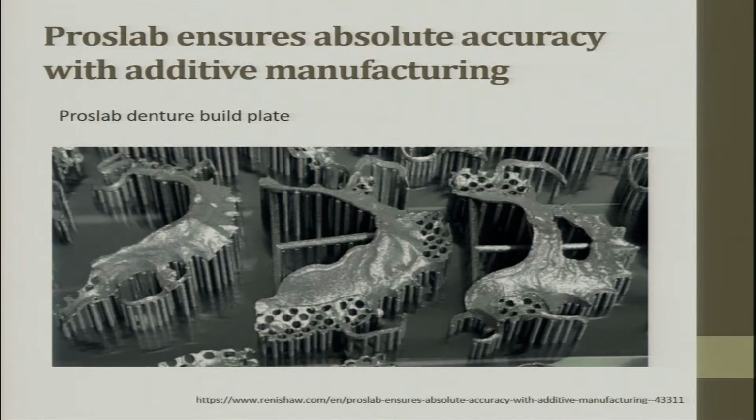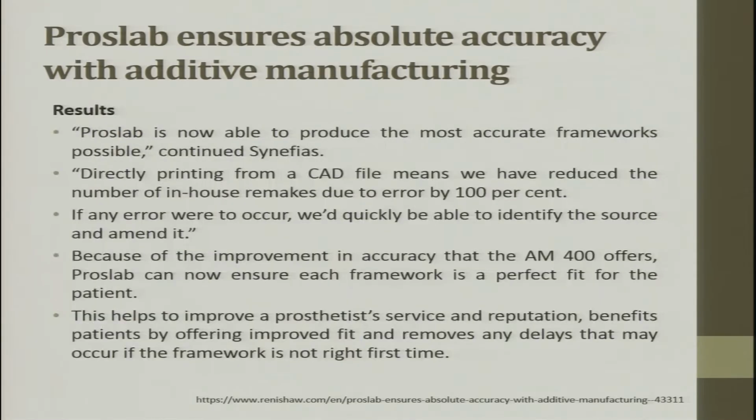So, these are the dentures which were built. It was very good. These are the dentures, these are the supporting material. These are the original material. Original material means final product. The result is now able to produce the most accurate framework possible.